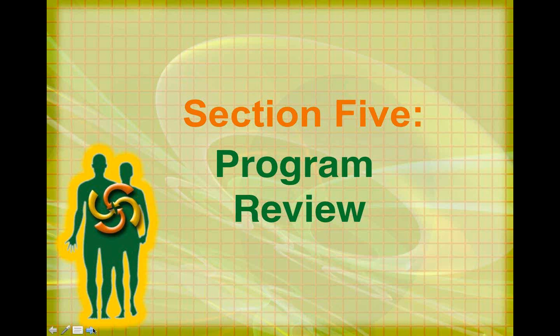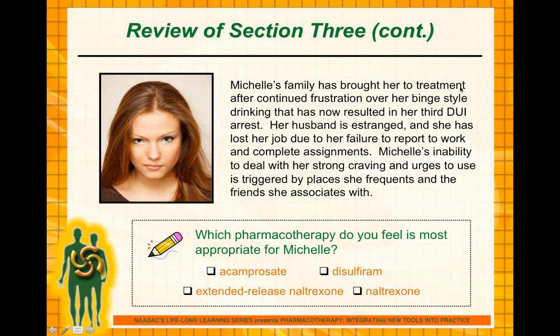And I see that we've got about 5 minutes together, so I want to do just 1 or 2 of these quick little reviews. So let's read this aloud together here. Michelle's family has brought her to treatment after continued frustration over her binge-style drinking that's now resulted in her 3rd DUI arrest. Her husband is estranged, and she has lost her job due to her failure to report to work and complete assignments. Michelle's inability to deal with her strong cravings and urges to use is triggered by places she frequents and the friends she associates with.